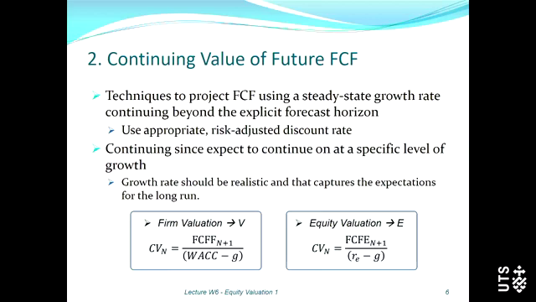So you're usually told the explicit forecast period should be long enough so that you reach a long-run growth rate which is in line with the growth rates of the economy. So you're going to extend your explicit forecast period until you have an expected growth rate of 2 to 3.5%.